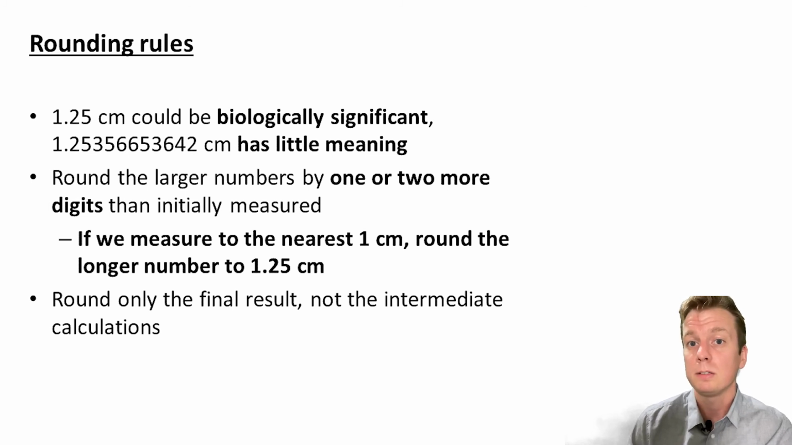A good rule is to round these larger numbers by a reasonable number of significant figures. Presenting 1 or 2 more digits than initially measured is a good guideline. So, if we measured to the nearest 1 centimeter, we would round the larger number to 1.25 centimeters. Note, do not round while doing intermediate calculations. Round only the final results of the specific summaries of interest.